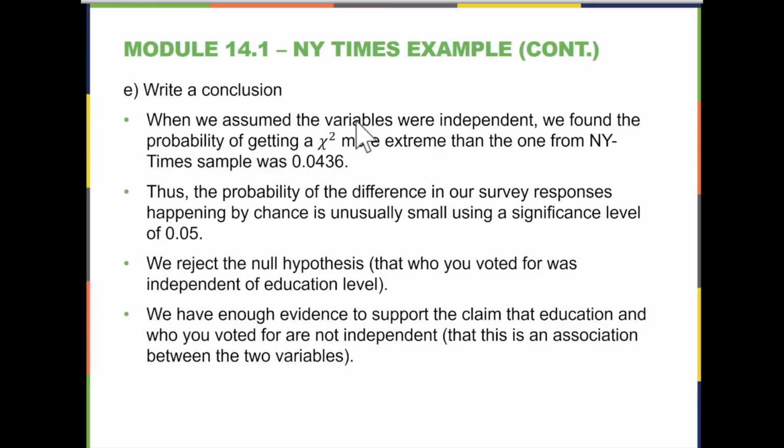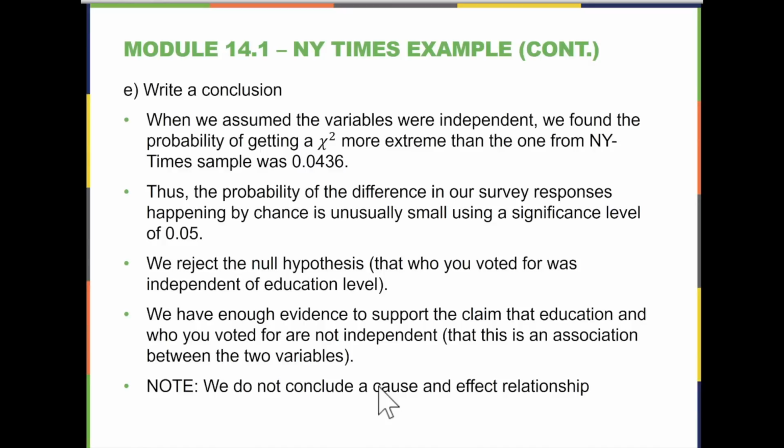Now, it's very important that just because we are able to reach this conclusion, we realize that through this hypothesis test, we have not concluded a cause and effect relationship. An association does not necessarily imply causation. There could be lurking variables that affect who you vote for more than education. There could be a variable that affects both your education level and who you decide to vote for. And so it's very important not to try to draw a cause and effect relationship from this data set.